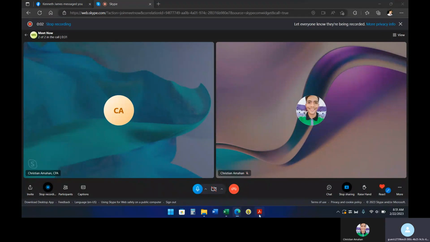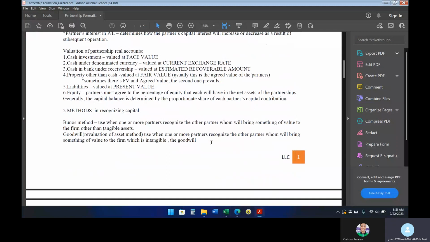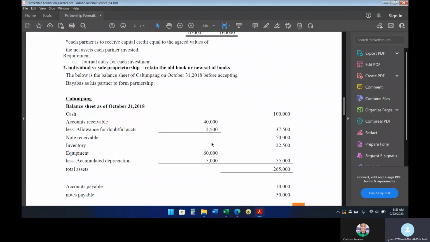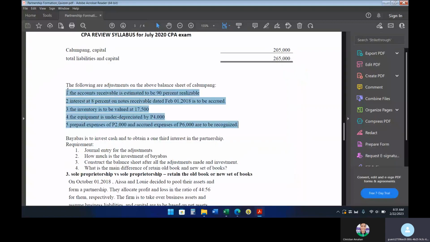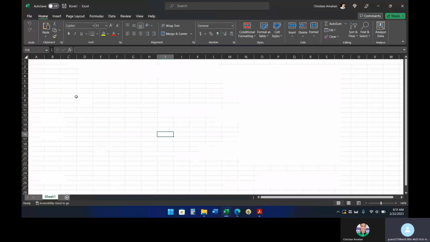Okay. So again, the first thing that we have to do para sa books ni partner Kalumpang is to adjust the values of his assets, liabilities, and equities based sa ilahang nasabutan nga adjustments ni partner Bayabas. Now, again, we have to first adjust the values of the assets based ani nga mga adjustments. So, let me pull out my Excel. So, this is going to be our adjustments.